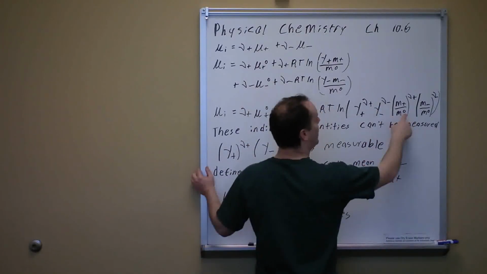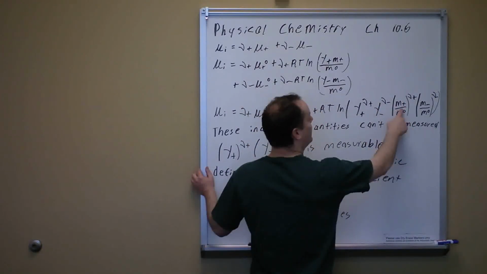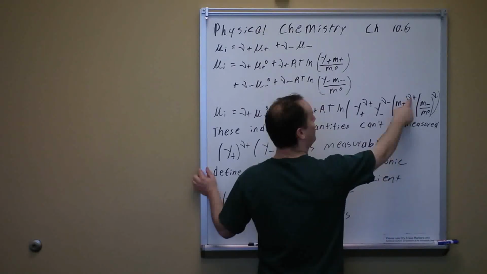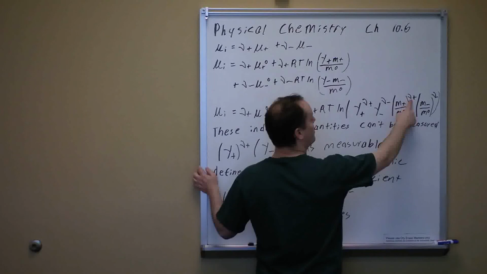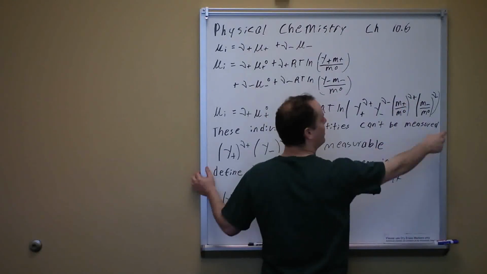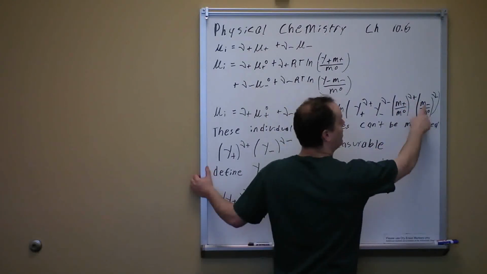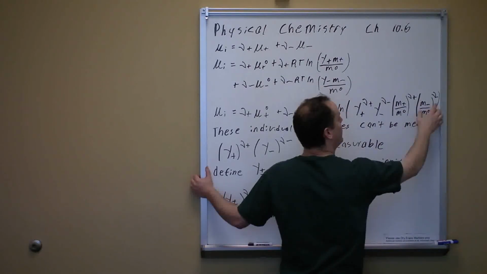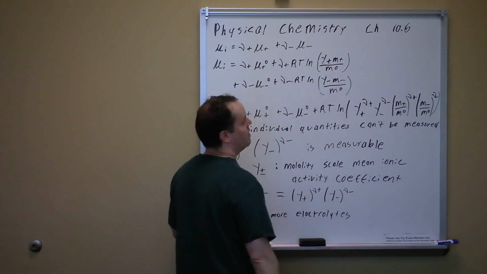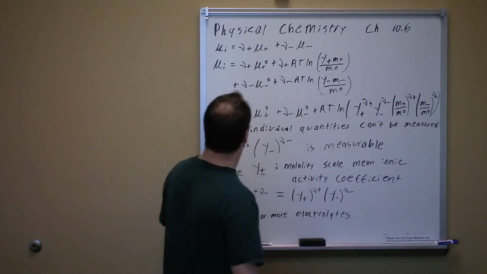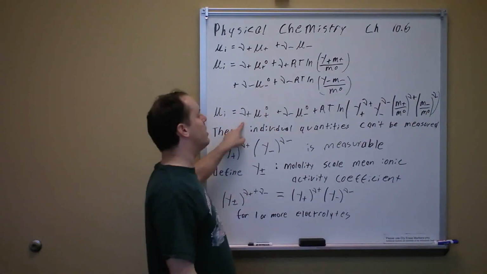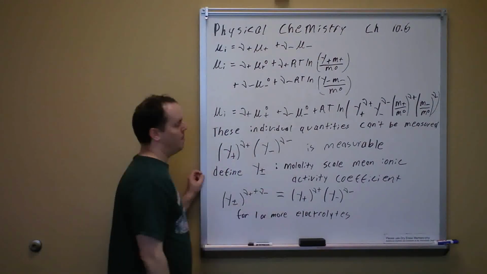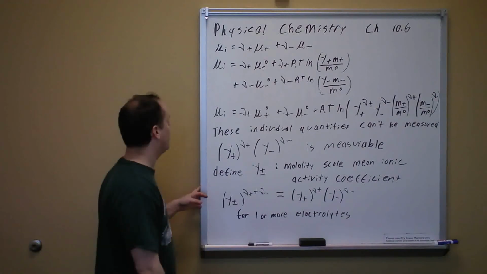And then we're also going to multiply it by the molality of the cations divided by the standard state, and then take that to the exponent of the stoichiometric coefficient of the cations. And then we're also going to take the molality of the anions divided by the standard state, and take that to the exponent of the stoichiometric coefficient of the anions. Now all these separate quantities here, we can't really measure them. But together, the cations and anions, we can measure that.